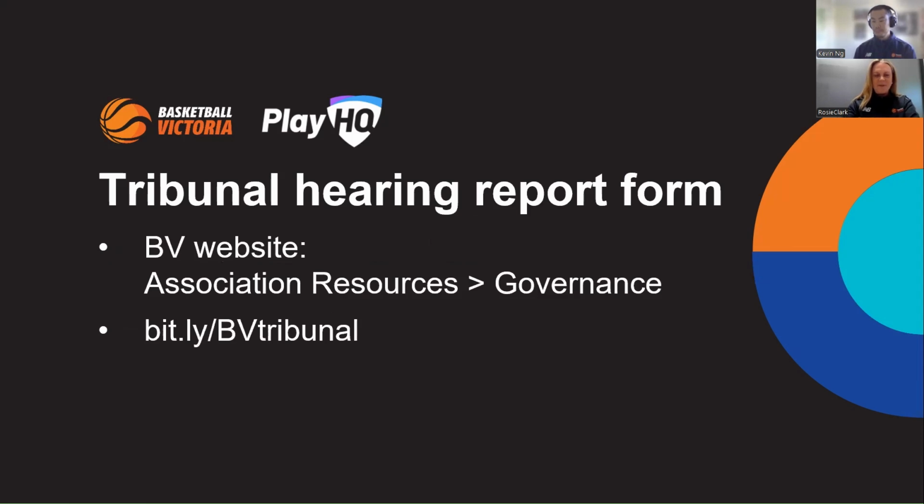Thanks, Kev. So most of you will be aware, but hopefully for those who don't, you can actually find an online hearing report form through our website, which is found under associations resources, then through governance, and then tribunal resources. It's called the tribunal hearing report form, and there is a click link button for that. It takes you straight to the form. Alternatively, you can go to bit.ly/BV tribunal. It's just a shortcut if you were looking for another way to get there. So I'll take you to the report form.